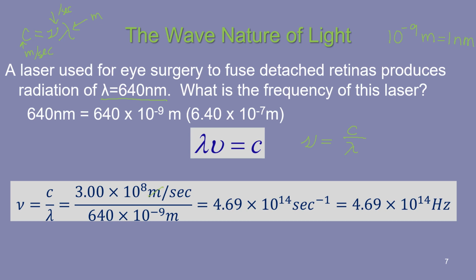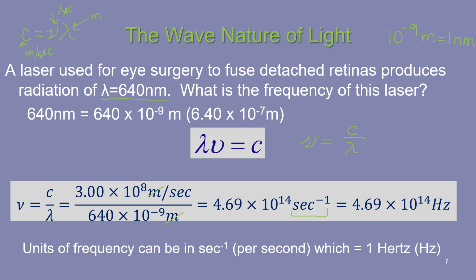Notice what happens, the meters will cancel. And so we have inverse seconds, which is the unit for frequency. So 4.69 times 10 to the 14th inverse seconds, or 4.69 times 10 to the 14 hertz. So it's a pretty straightforward problem. Again, hertz or per second, either one's fine.